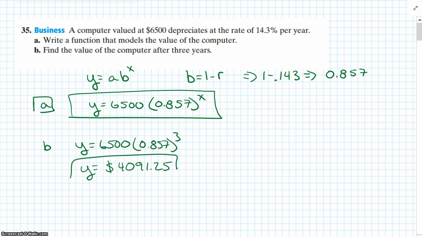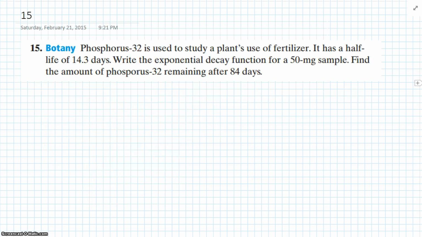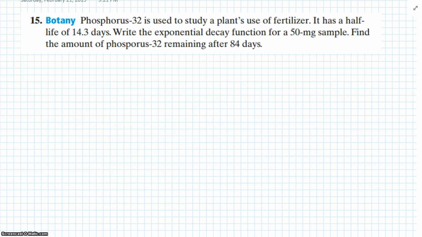$4,091.25. So that's how much the computer is worth after 3 years. Next example. Phosphorus 32 is used to study plants' use of fertilizer. It has a half-life of 14.3 days. So write an exponential decay function for a 50 milligram sample.